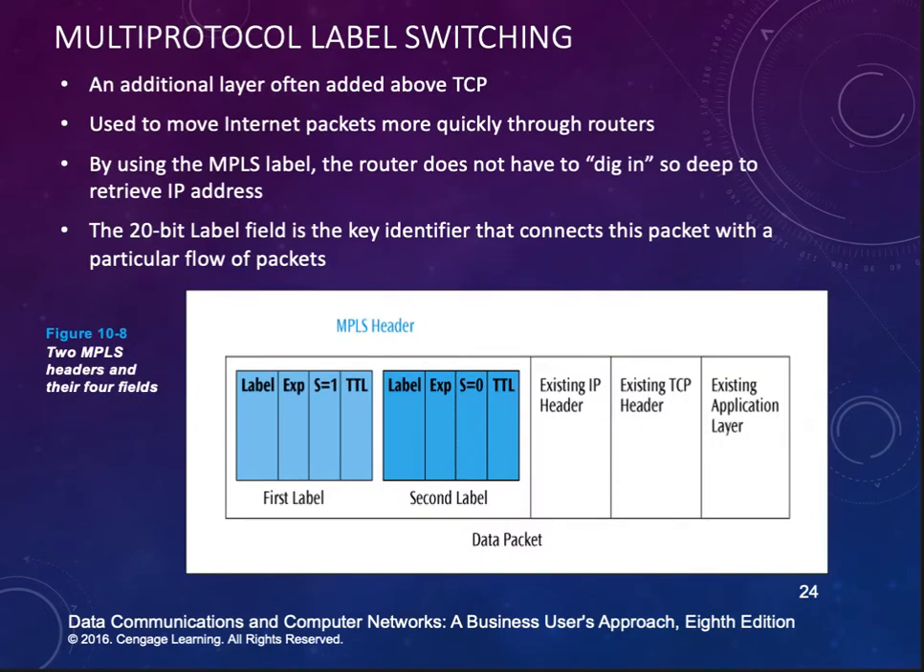Here we have Multi-Protocol Label Switching. It's an additional layer for TCP/IP. Here you see the first and second label, where there is an addition on top of the header and the application layer.